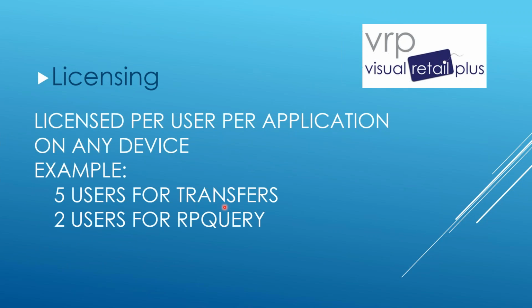Regarding licensing, we license the software by user and by number of users and by application. So for example, you want to do transfers, then you can say, I want to have 5 users, and for RP query, I want 2 users, and based on that, it will be licensed. Very simple.